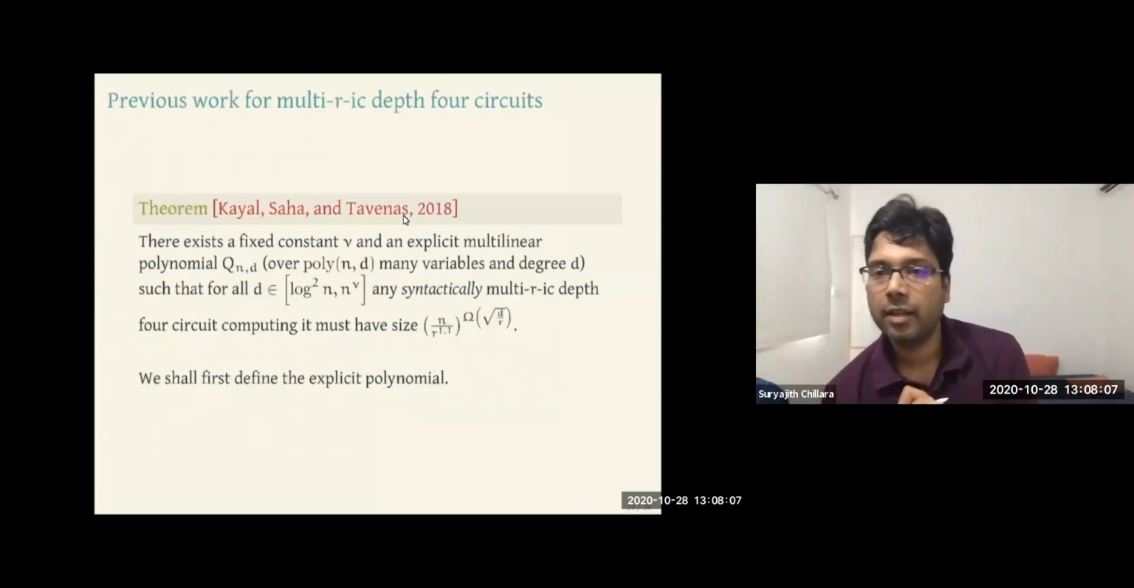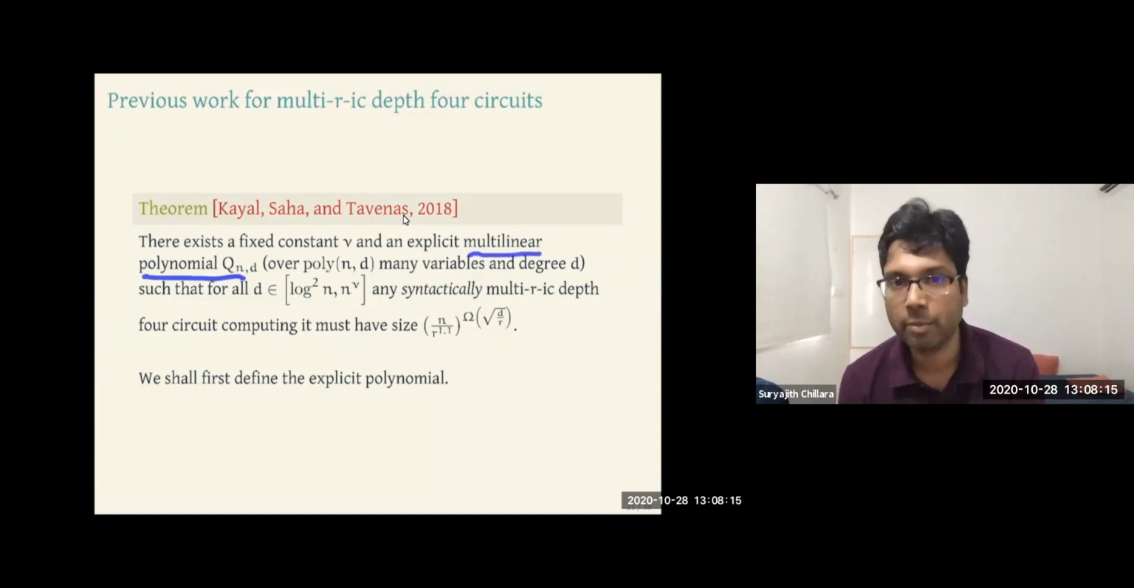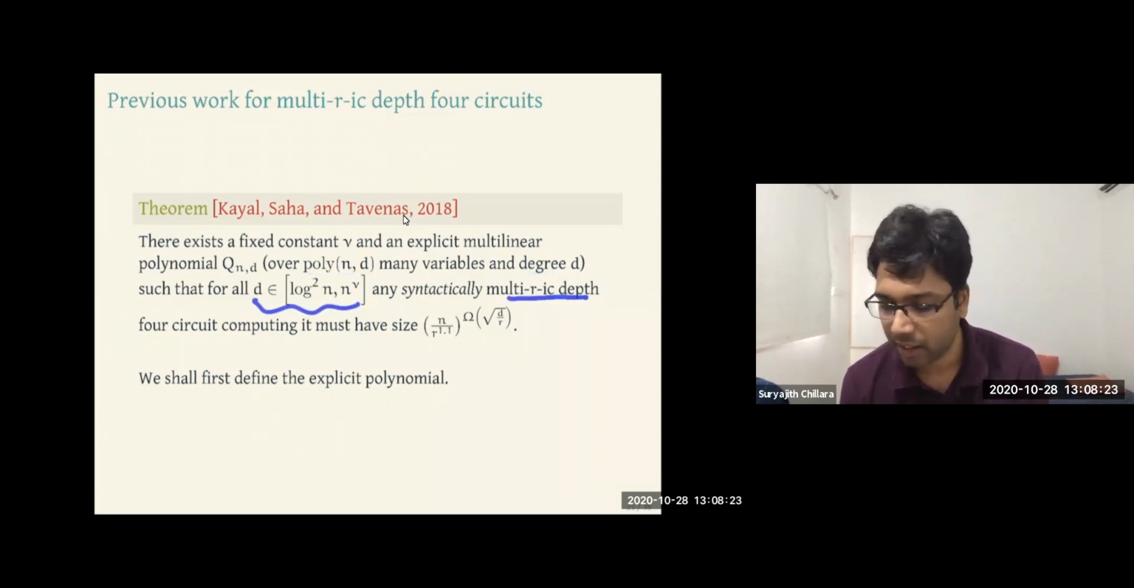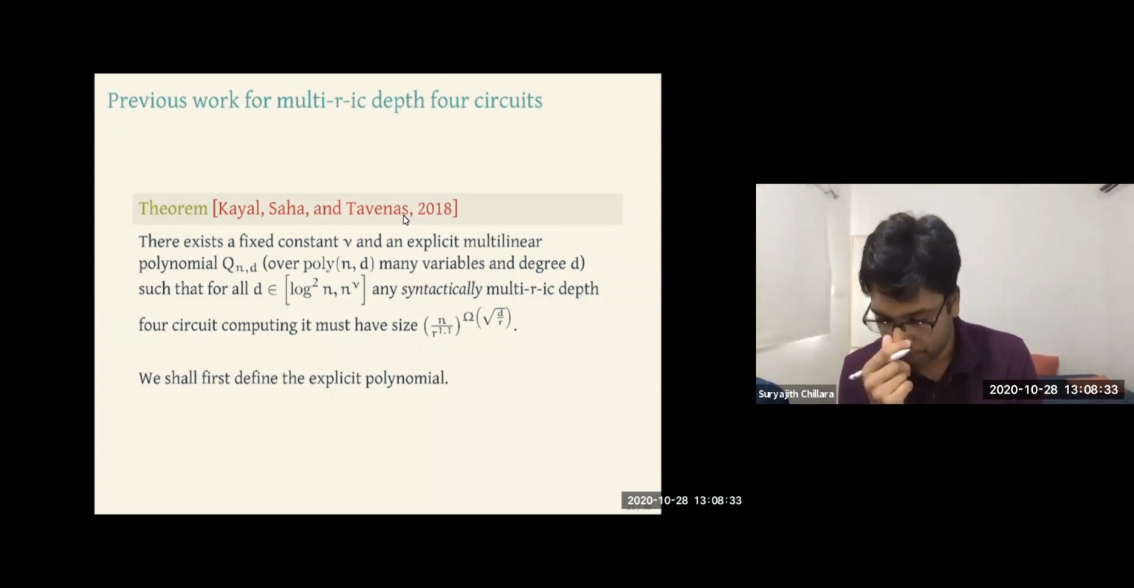So let me again look at the result of Kayal, Saha, and Tavenas that I mentioned. They were computing an explicit multilinear polynomial Q of n comma d over nd variables and degree d. And for a particular range of d, they show that any syntactically multi-array depth 4 circuit computing it must have a size roughly n power omega root d by r. So I'm just copying whatever is known a bit more formally.